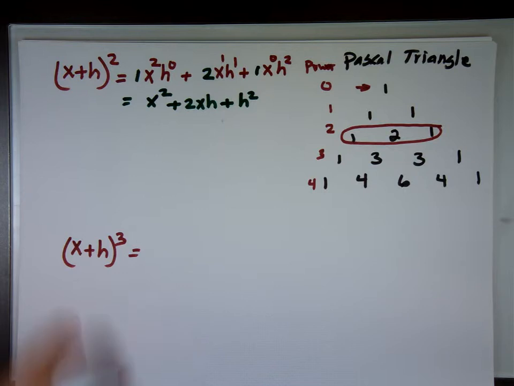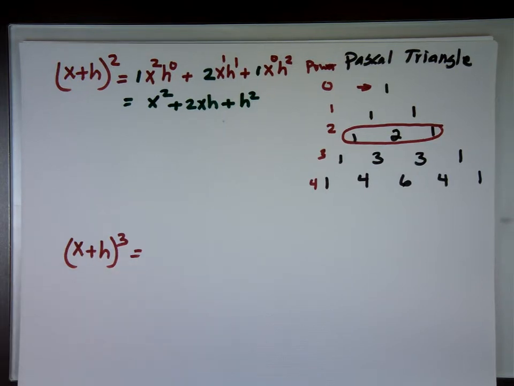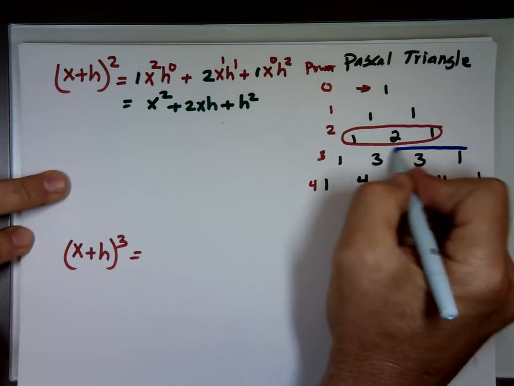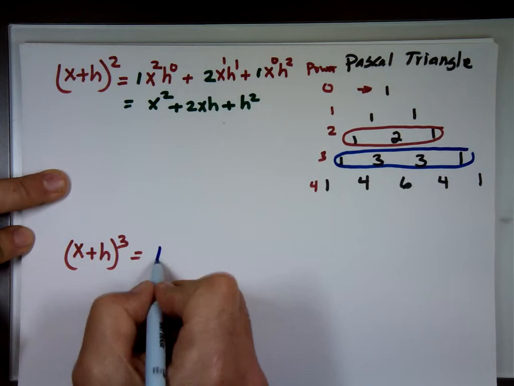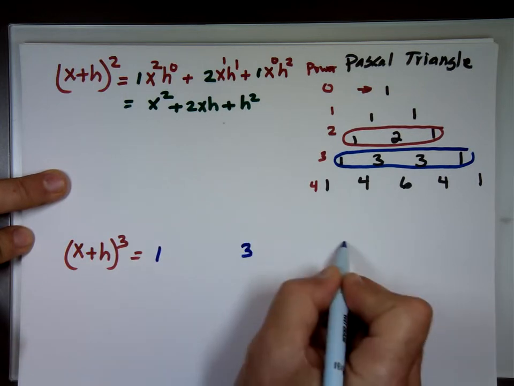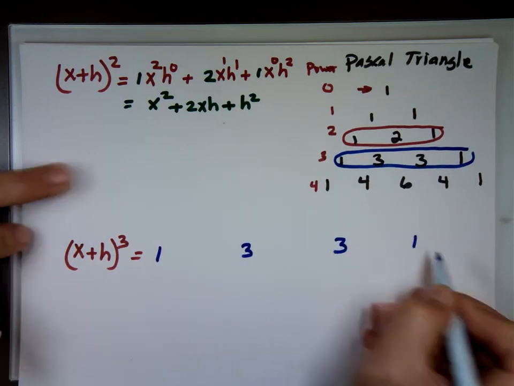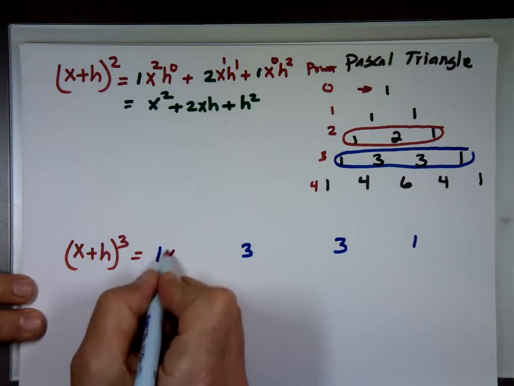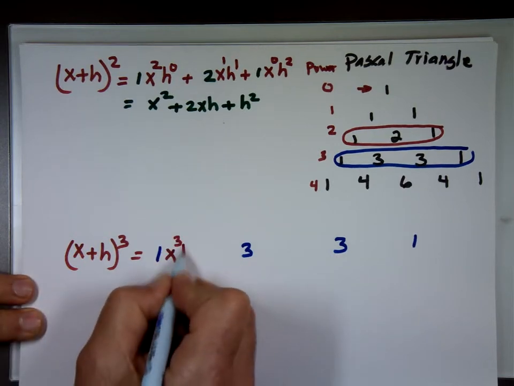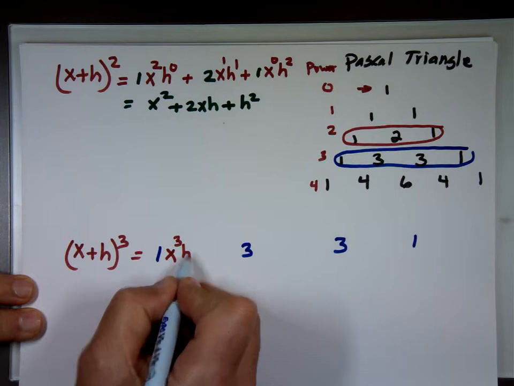What about x plus h cubed? Let me try a different color here. The cube, these are the numbers. 1, 3, 3, 1. So x to what power here? X to the 3, h to what power? 0.